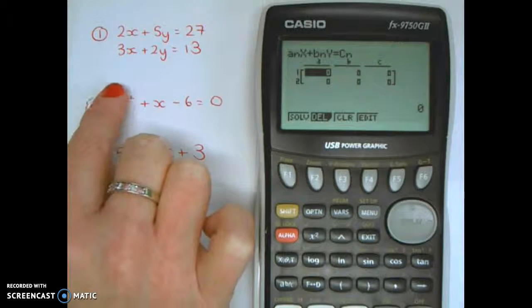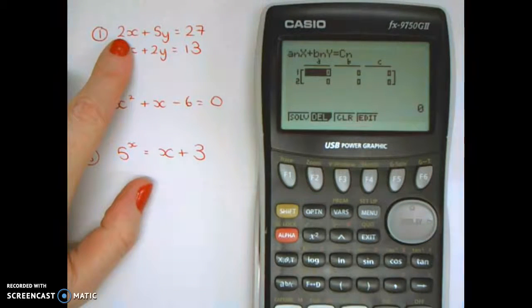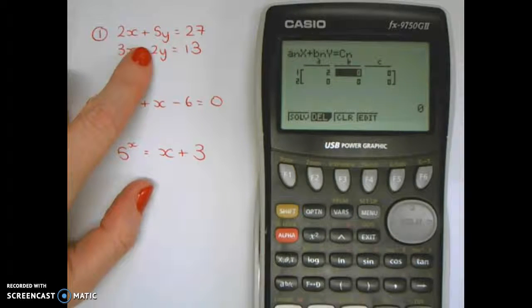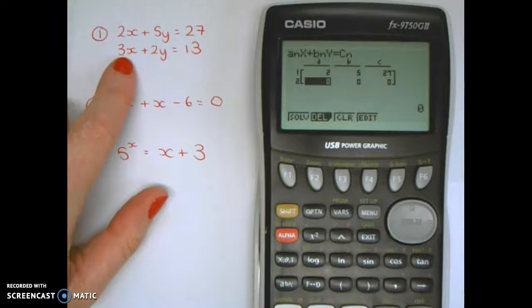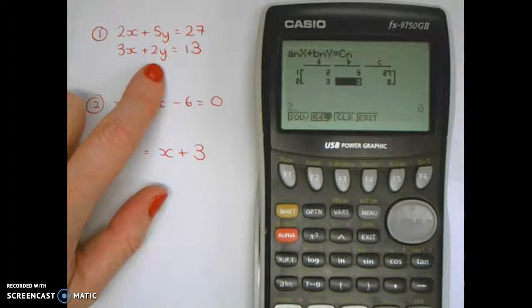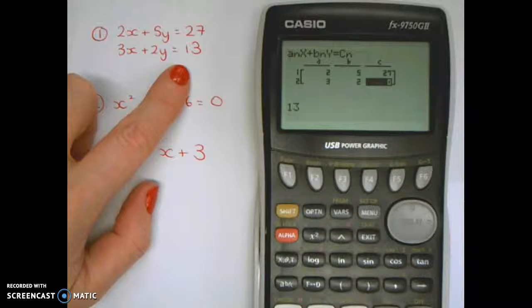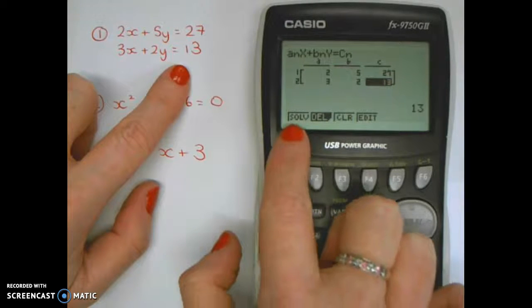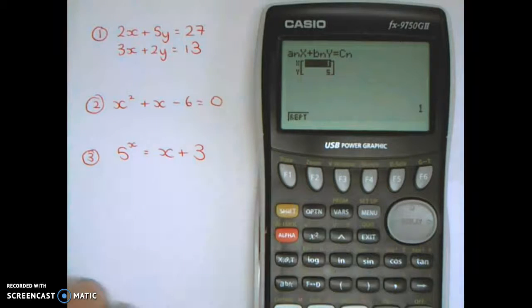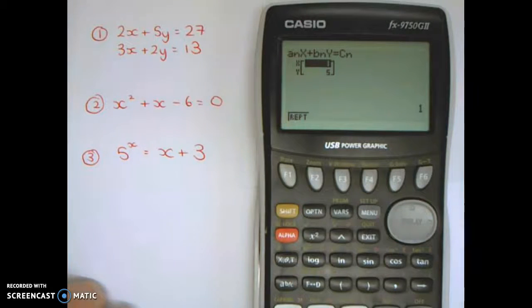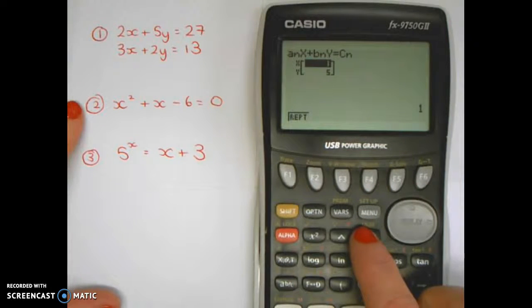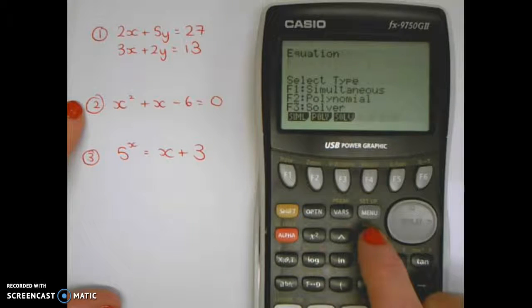c. So for my first equation up here, I'm going to type in 2 for the coefficient of x, I'm going to type in 5 for my coefficient of y, and I'm going to type in 27 for my coefficient of c. And then my second equation, it's 3, 2, 13. And once you've got those in, all we need to do is solve it. So we're going to press solve. And that tells me that the answer is x equals 1, y equals 5. Done.